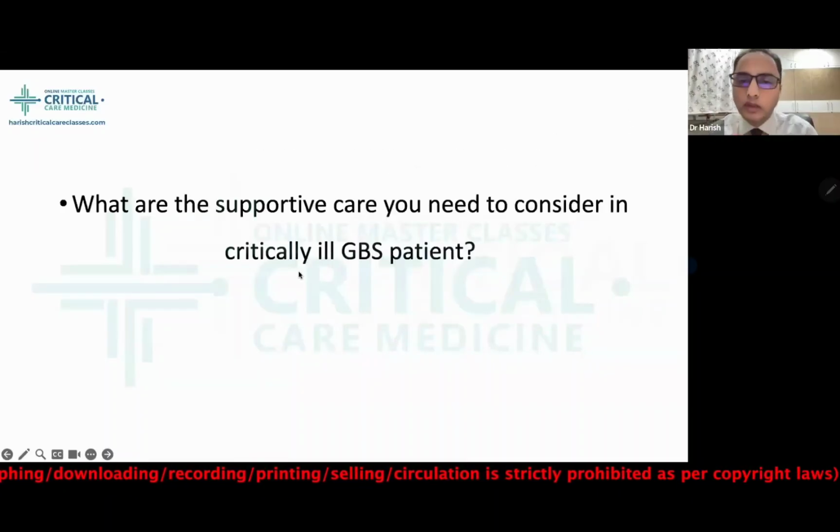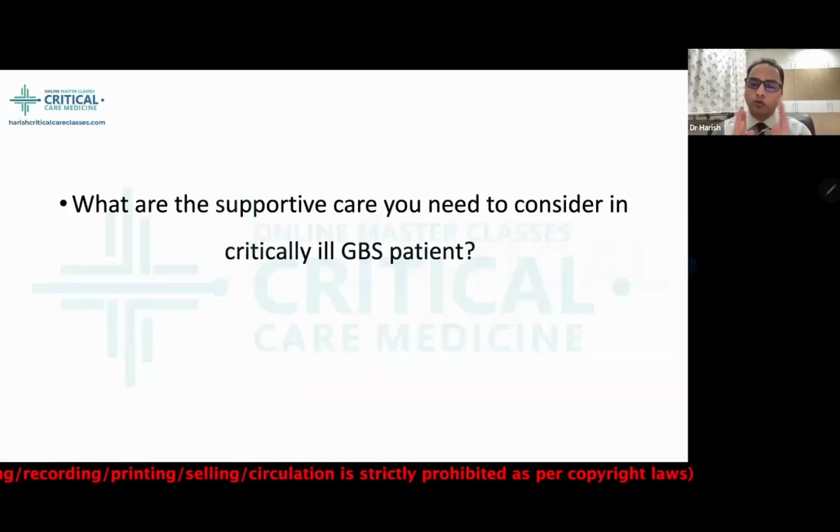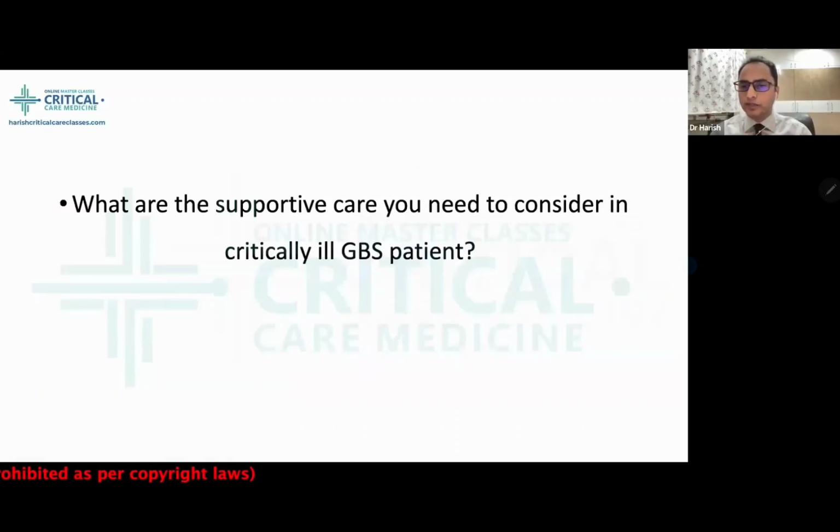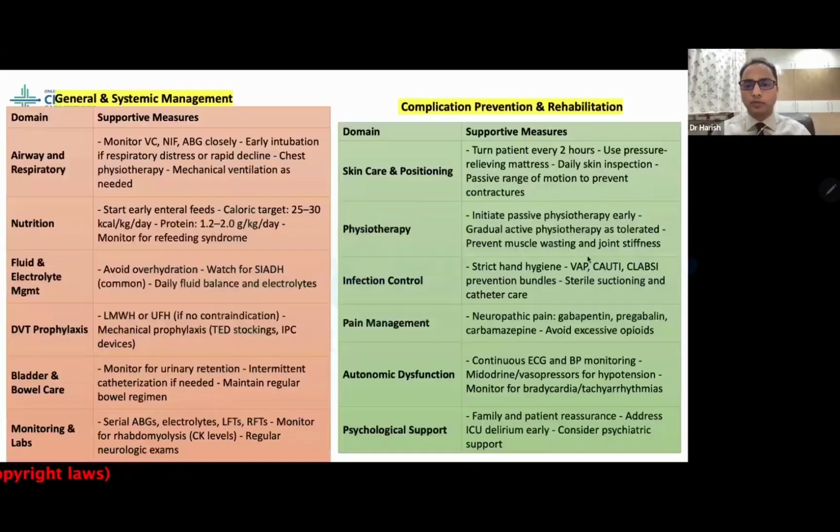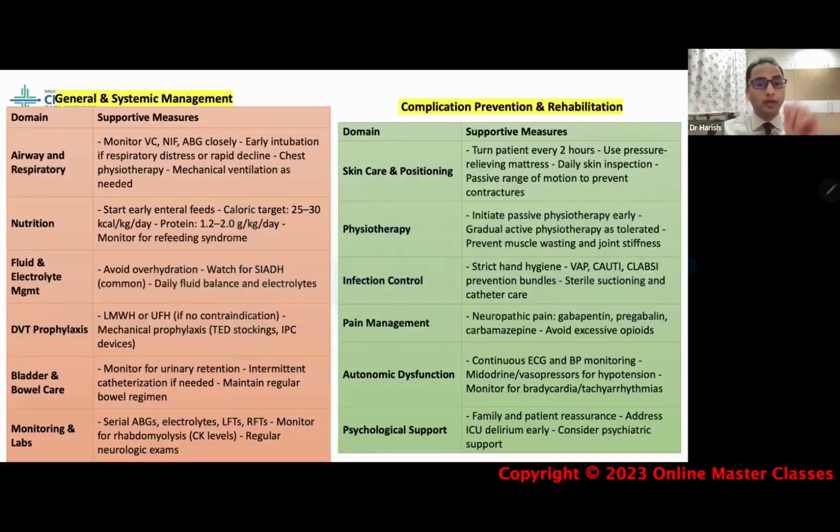So what is the supportive care once you have intubated the patient? Once you have done a definitive therapy, what general supportive care do you consider in critically ill GB syndrome? Remember, most of the points are common for many of the patients who are in ICU. Basically, general and systemic management: airway and respiratory, okay, monitor all the respiratory mechanics, consider intubation, chest physio. Nutrition, very very important.